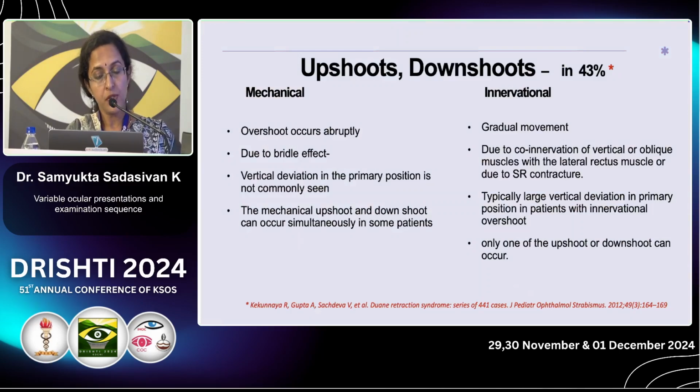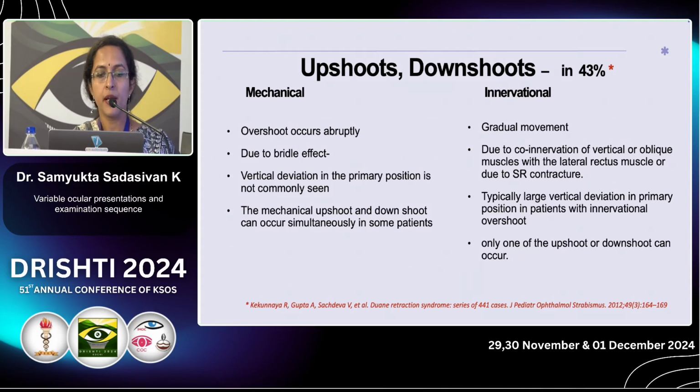Upshoots and downshoots are seen in nearly 43% of cases. So if you do your examination correctly, you will get to know whether it is a mechanical overshoot or an innervational overshoot. Mechanical overshoot occurs abruptly, whereas in innervational, it is a gradual movement. Mechanical overshoot is peculiar in that the upshoot and downshoot can occur simultaneously in the same patient, whereas in innervational, either of these would be present. Both cannot simultaneously be seen.